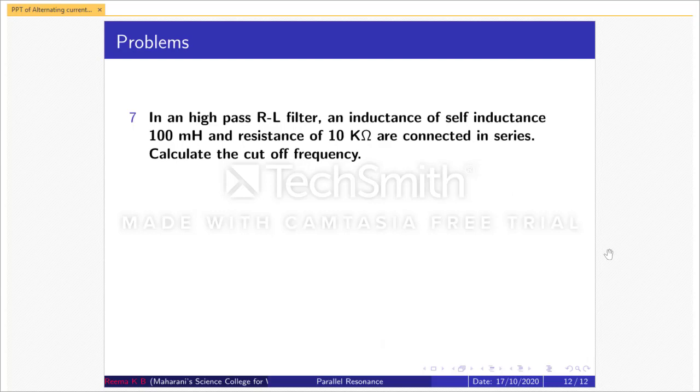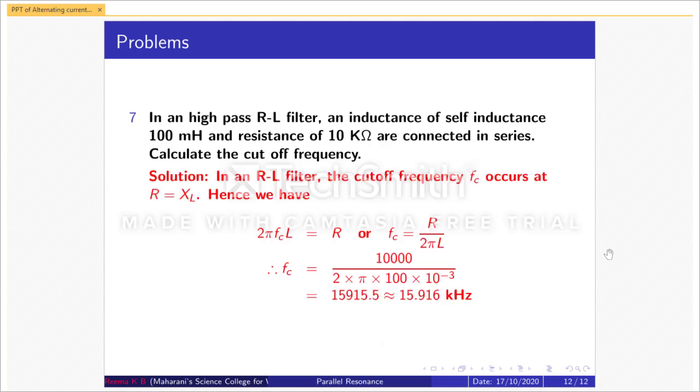Problem number 7. In a high-pass RL filter, an inductance of self-inductance 100 millihenry and resistance of 10 kilo ohm are connected in series. Calculate the cutoff frequency.